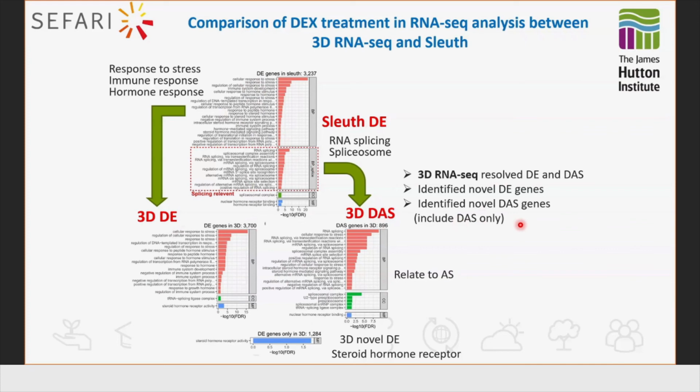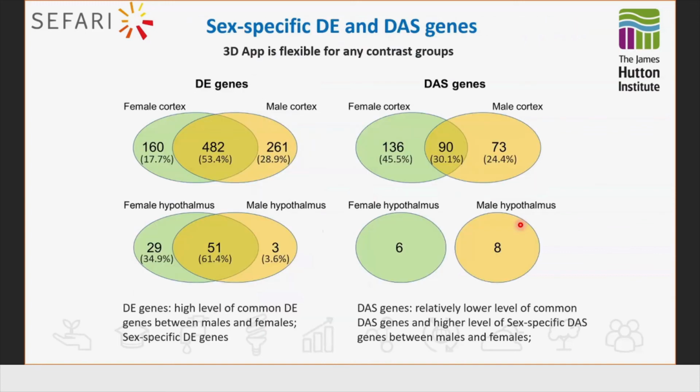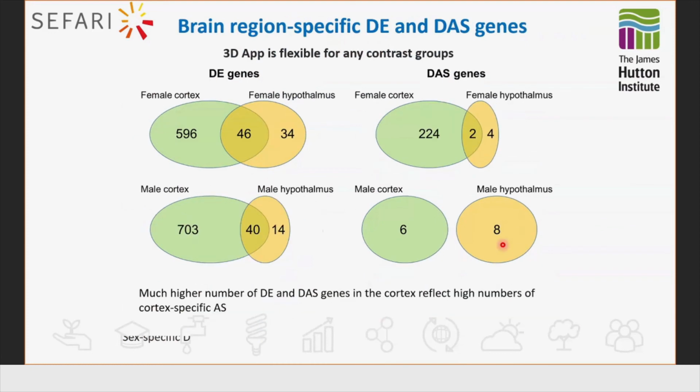It's not only for DE gene analysis, but it's also for DTU gene analysis at the alternative splicing level. Because in the 3D pipeline the contrast group settings are flexible, we can do very complex comparisons. For example, we can compare the sex-specific DE and DTU genes. I'm not going to describe the details of the result. And then also we can do brain region-specific DE and DTU genes, and you can use different ways to show the results.